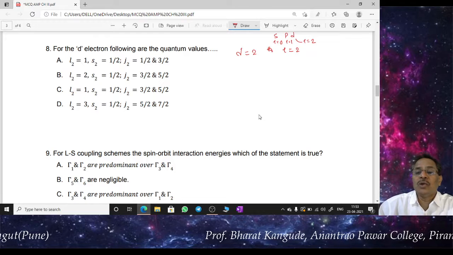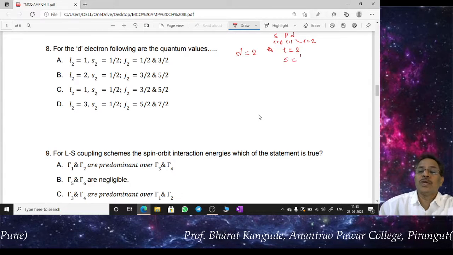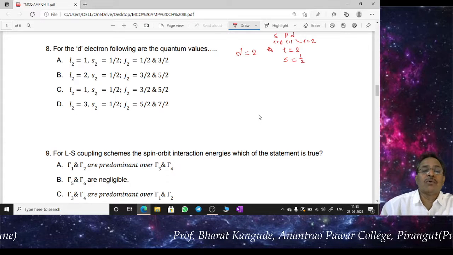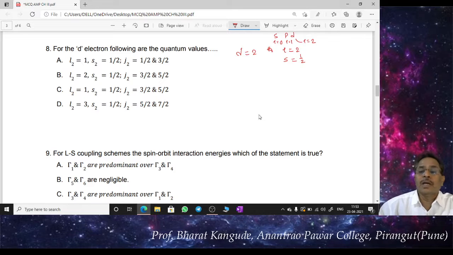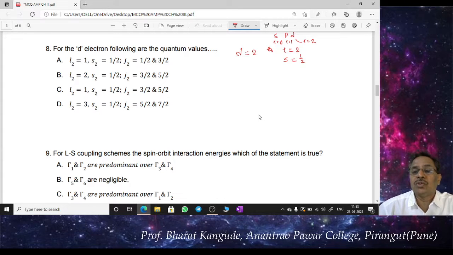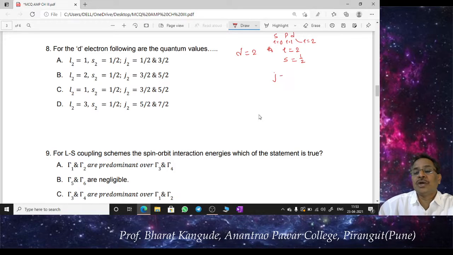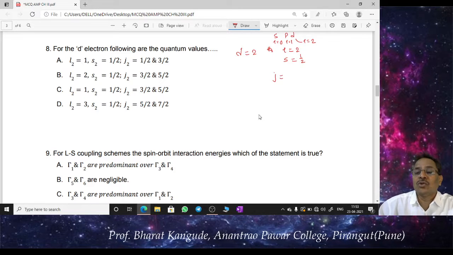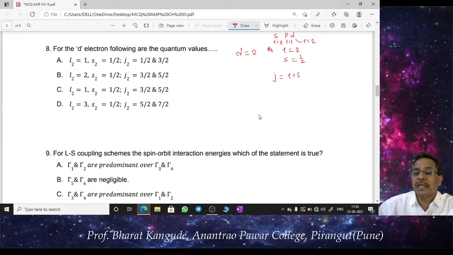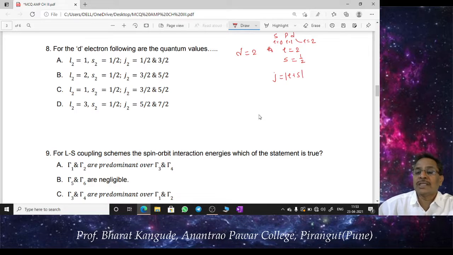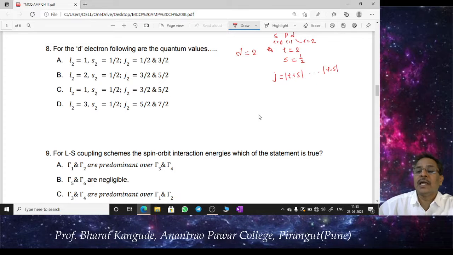Since the spin angular momentum S is simply half, the quantum values here are L equal to 2 and S equal to half. Therefore J, the total angular momentum, is the vector addition of L plus S, which gives maximum to minimum: L plus S and L minus S.